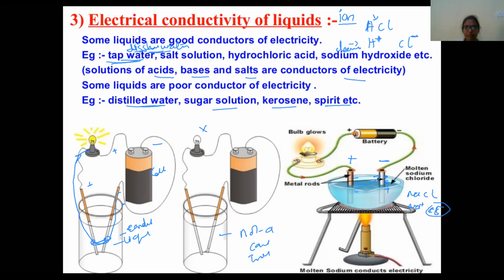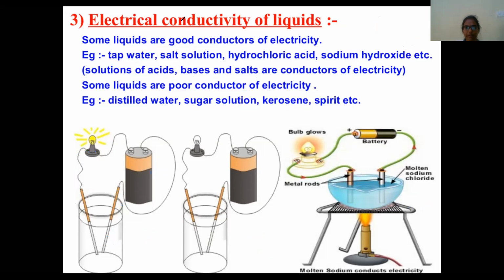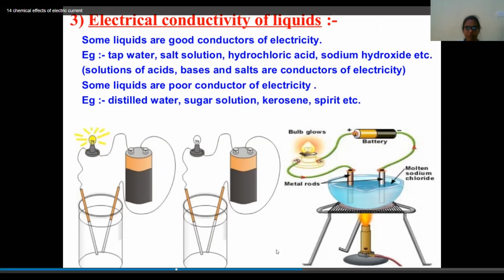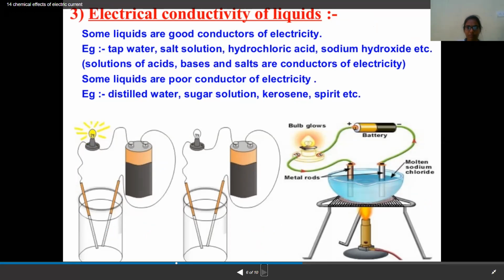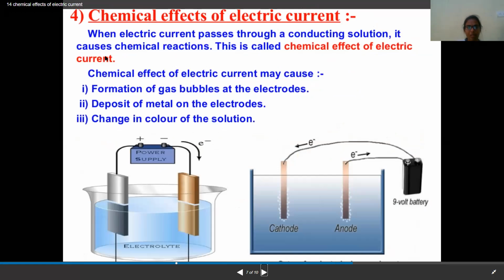We'll try to understand more about this. Okay, what is electrolysis? Try to understand. This is a very key point of this lesson.